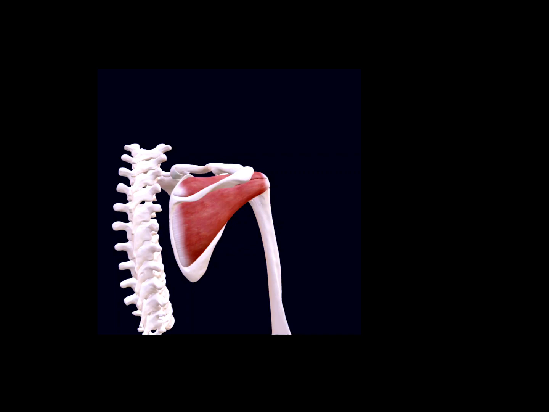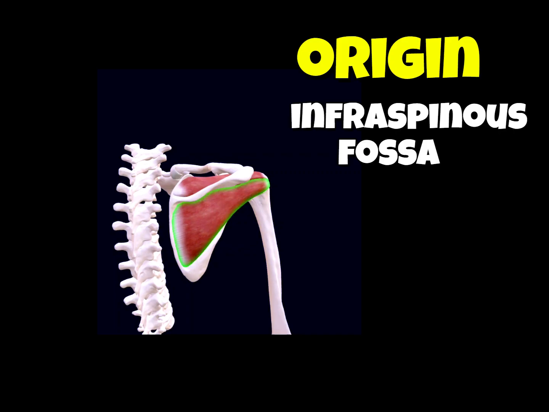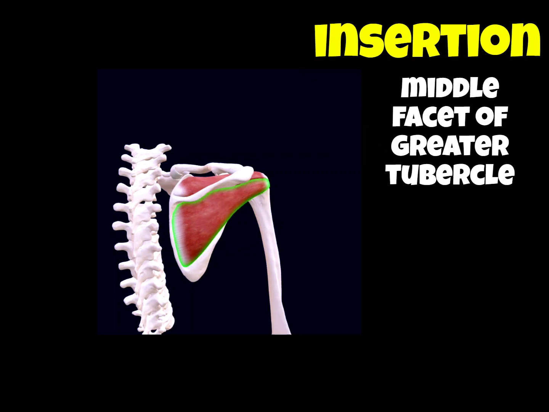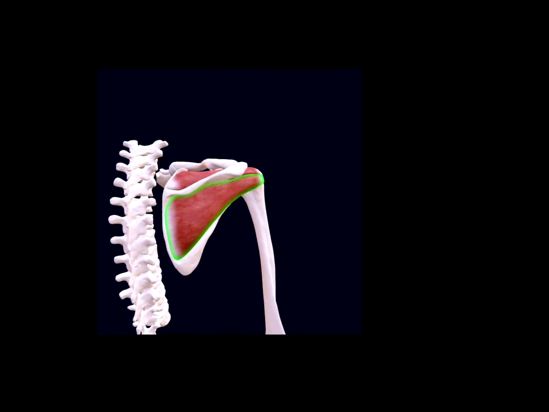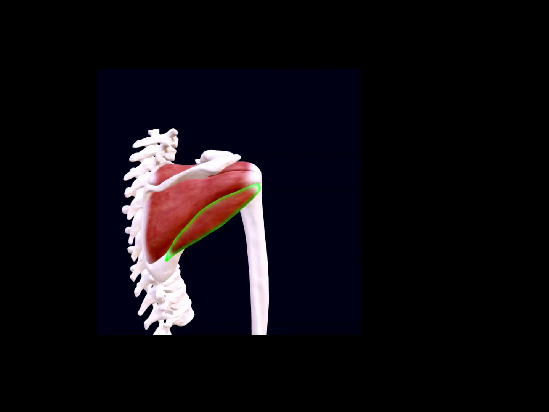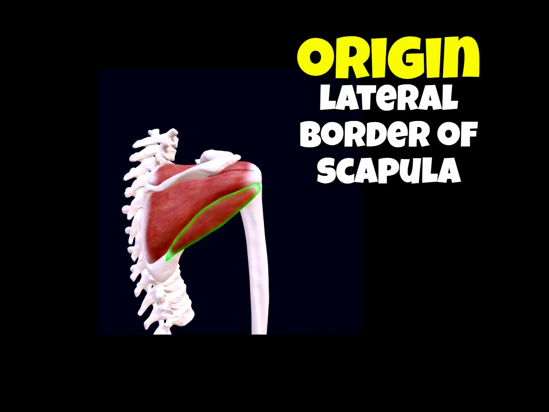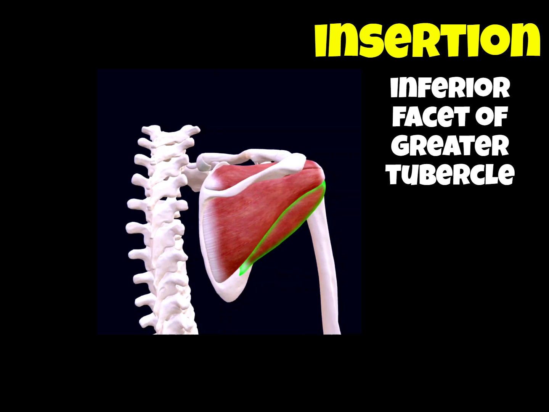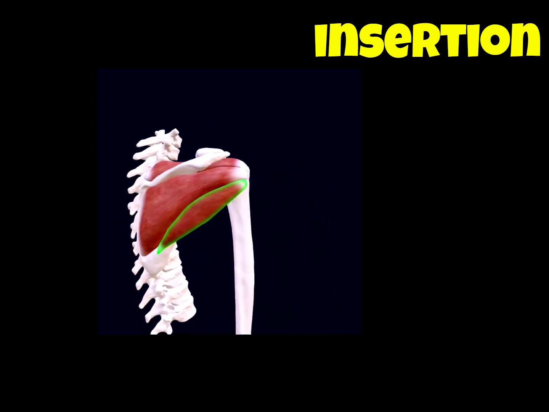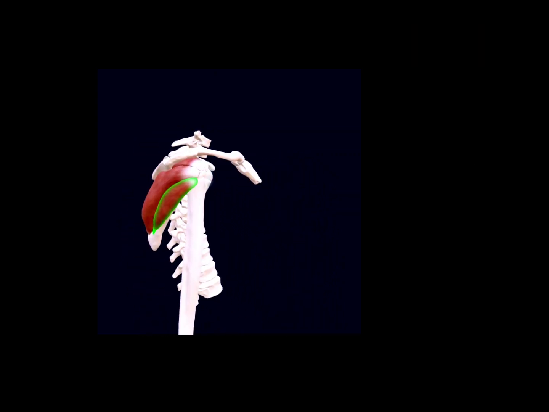The infraspinatus muscle takes origin from the infraspinous fossa, inserts onto the middle facet of the greater tubercle, supplied by the suprascapular nerve, and assists with lateral rotation of the arm. Teres minor originates from the lateral border of the scapula and inserts onto the inferior facet of the greater tubercle with the nerve supply of the axillary nerve, helping in lateral rotation and stabilization of the shoulder.